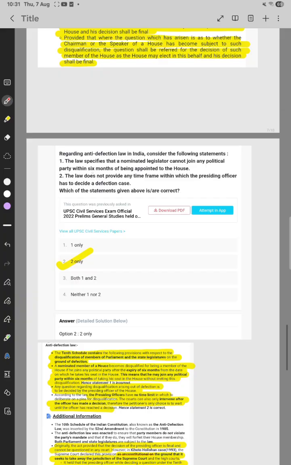The next question regarding anti-defection law in India: consider the following statements. The law specifies that a nominated legislator cannot join any political party within 6 months of being appointed to the house. So, cannot. This is incorrect. The law does not provide any time frame within which the presiding officer has to decide a defection case. Correct. So, 2 only.